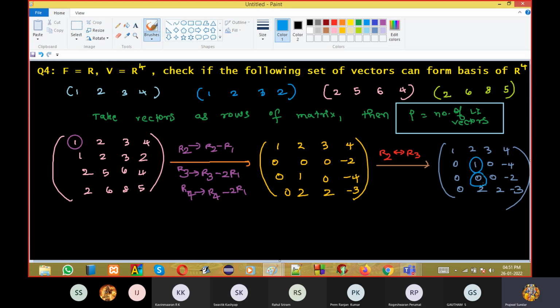This is already 0. I'll make this 0. How to make it 0? Perform a row operation. What operation will you perform? You will perform R4 implies R4 minus 2 R2, correct? So I'll write (1, 2, 3, 4), (0, 1, 0, minus 4), (0, 0, 0, minus 2), and (0, 0, 2, 5), correct?